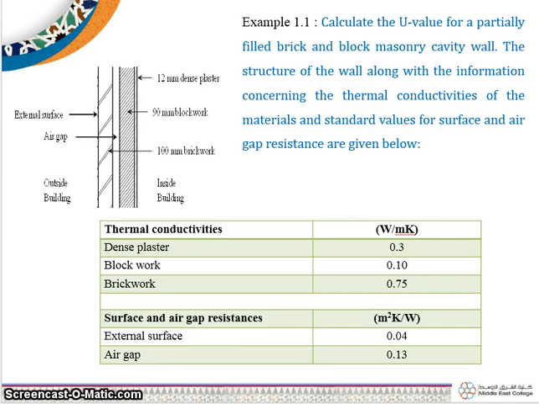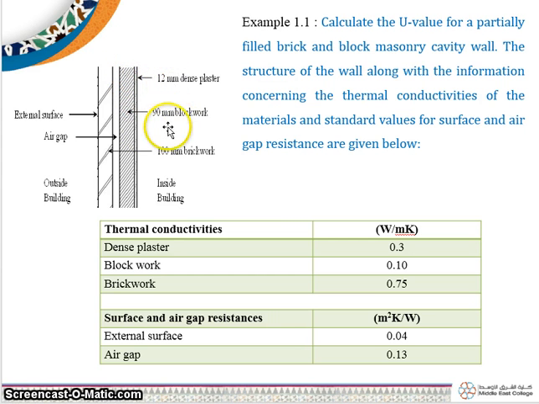Students, here we are having a problem. These are the example problems. In this problem, you are having a cross section of this wall, with the inside of the building and the outside of the building. This is outside the building and this is inside the building. So we are having 12 dense plaster. Plaster means covering of this wall with cement paste.